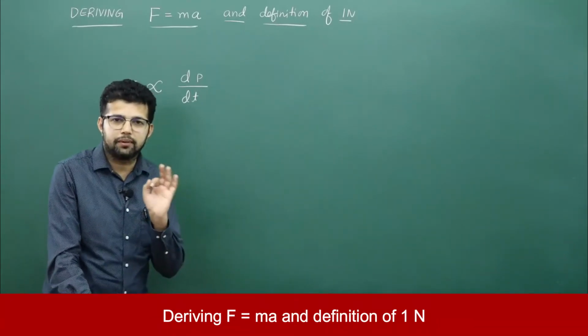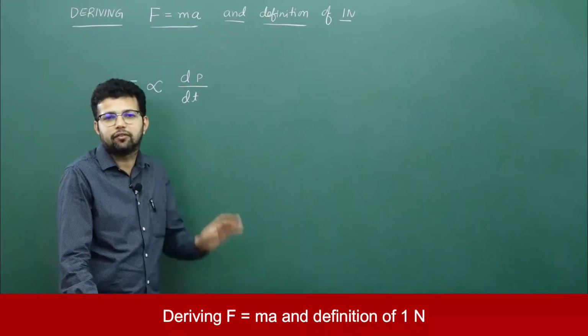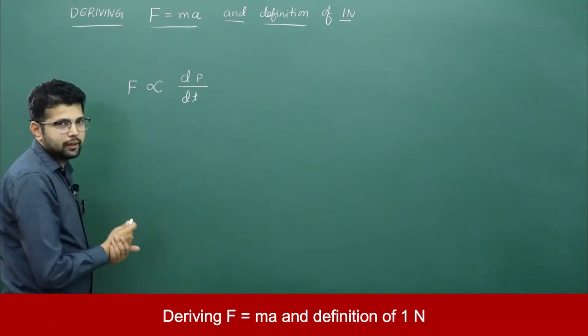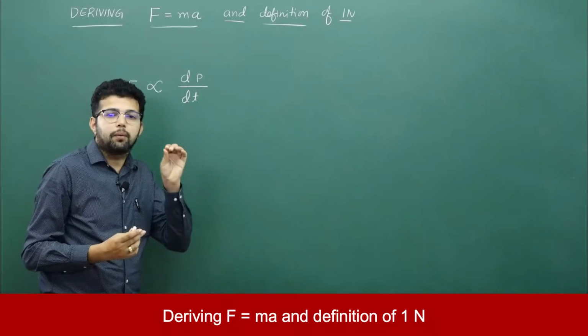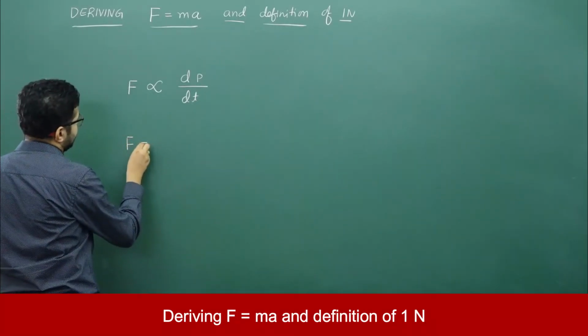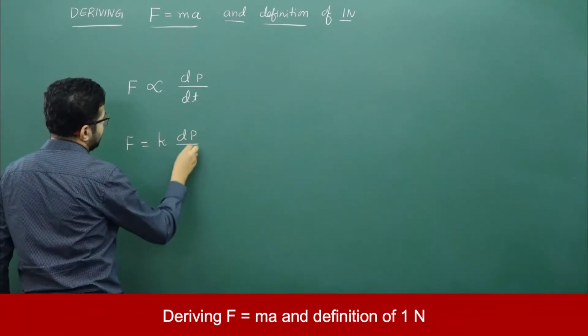Rate of change of momentum is directly proportional to force, and this change in momentum takes place in the direction of force applied. That is Newton's second law. Now, here there is a proportionality symbol. To remove it, I will introduce a proportionality constant. So, I will write F is equal to k into dp by dt.